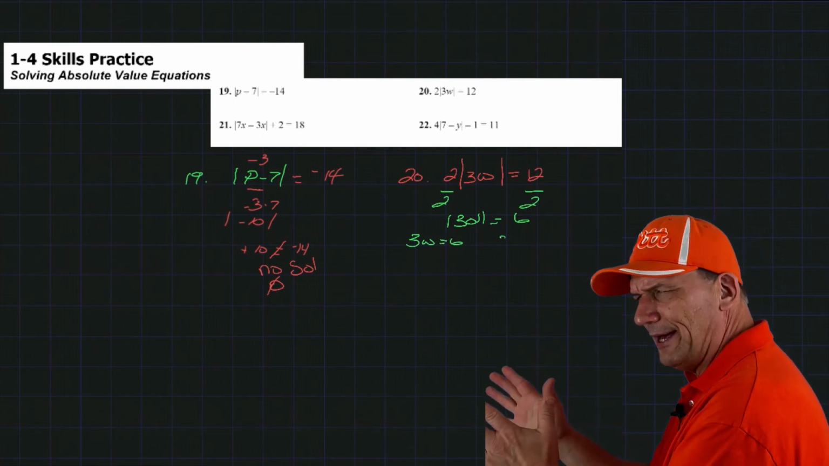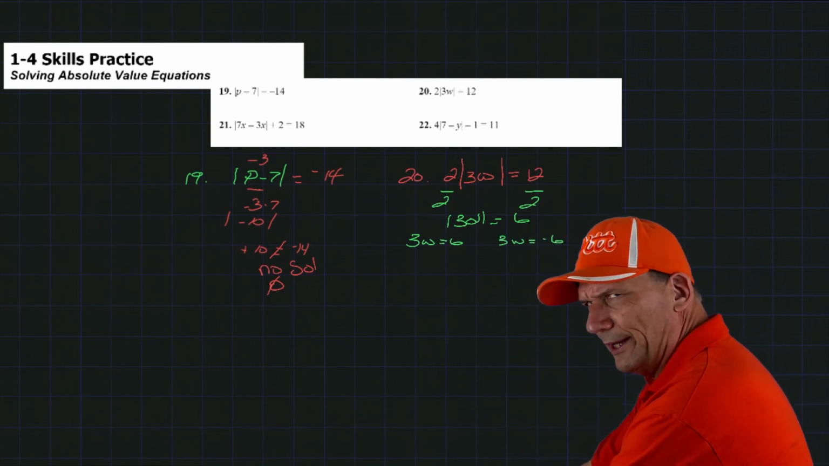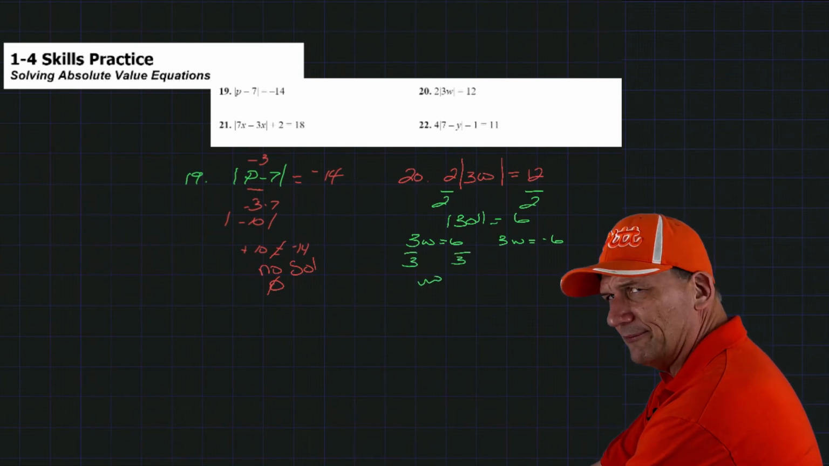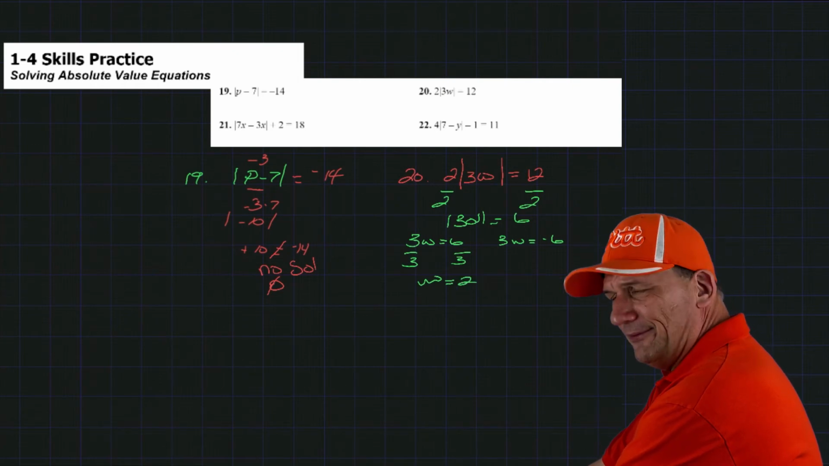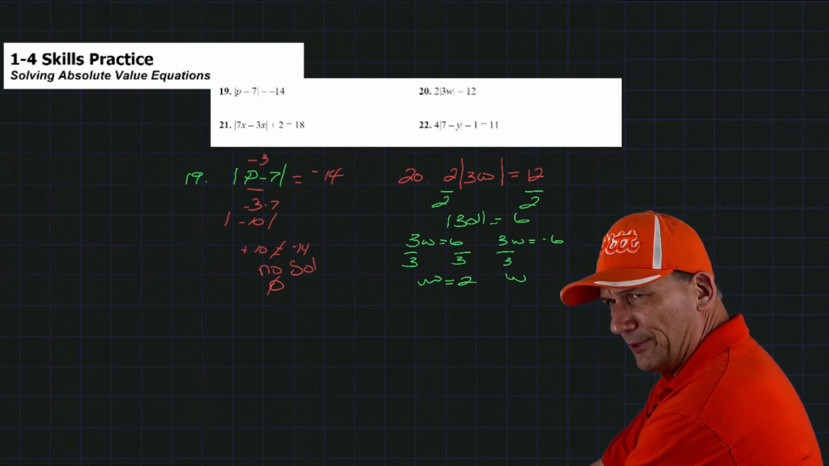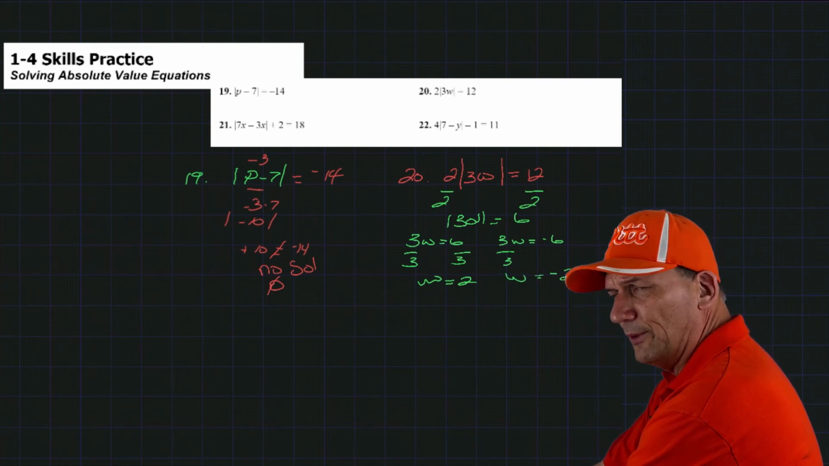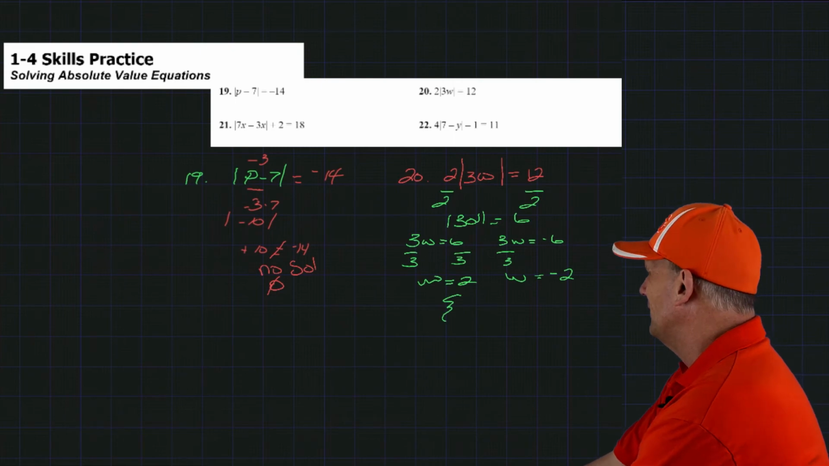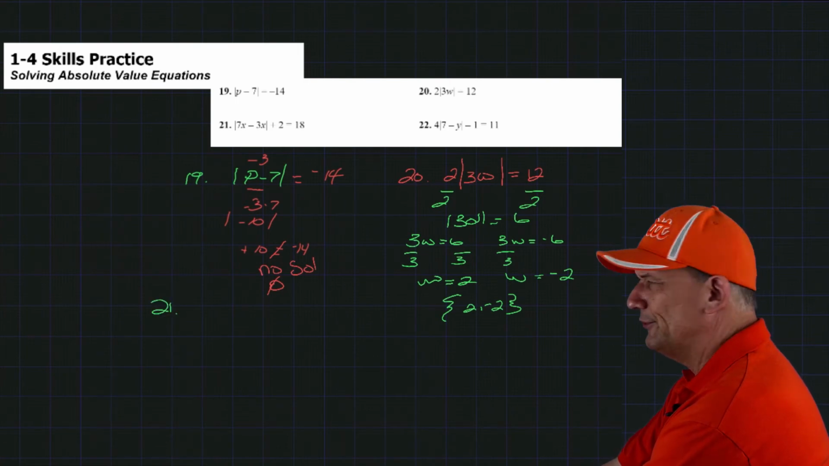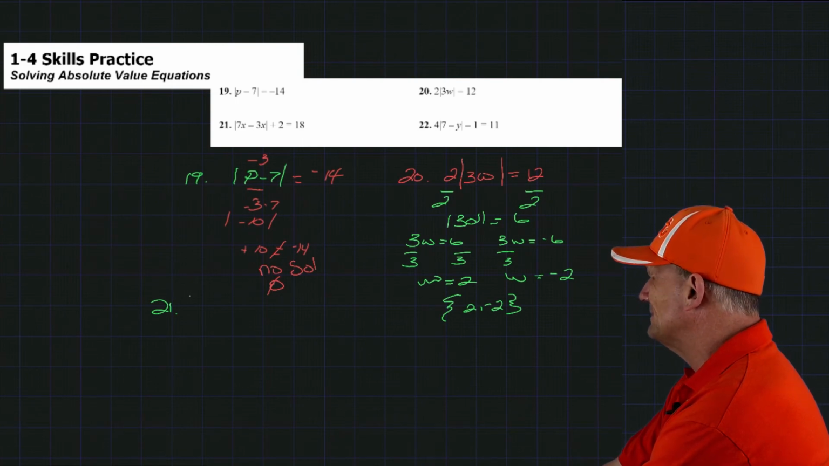Now, when the absolute value is all by itself, we will write it twice. And we got 3w equals 6 and 3w equals -6. So if there's anything outside the absolute value brackets on the same side, you have to do the inverse operations to get rid of them before you can write the equation twice. Okay? So then we have 3w equals 6, divide by 3, we get 2. 3w equals -6, w equals -2. 2 solutions.